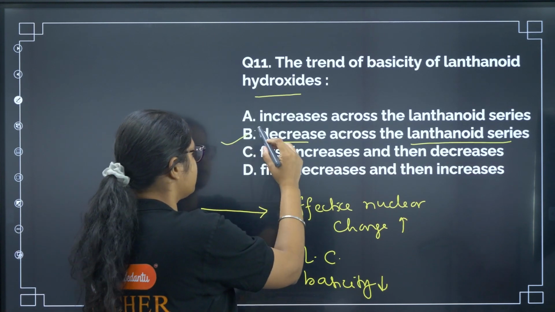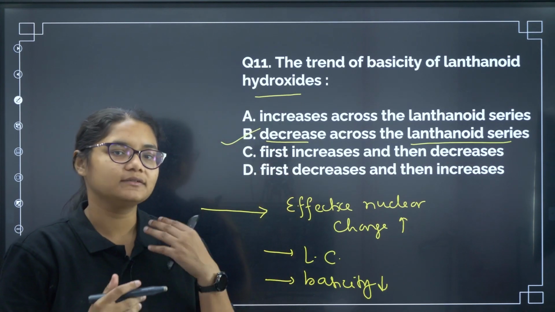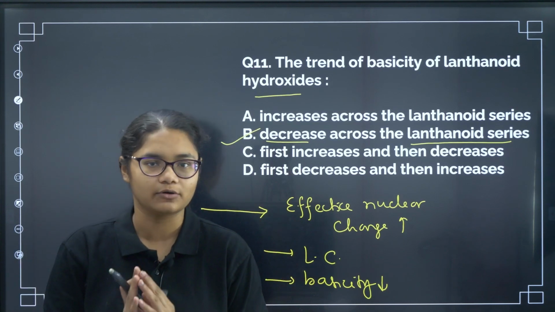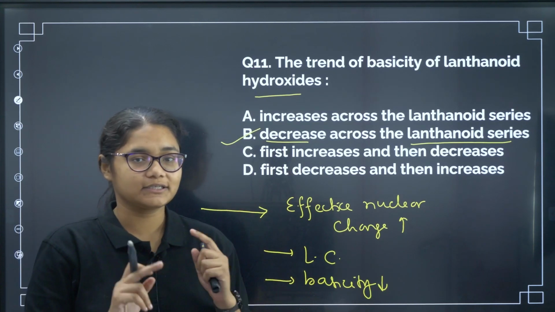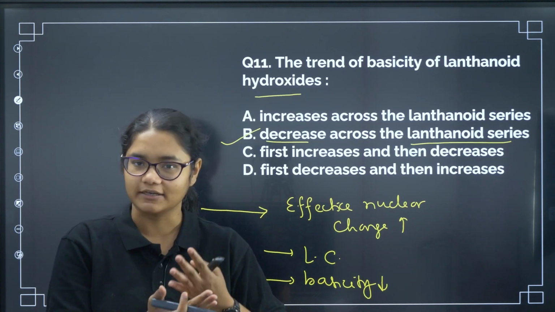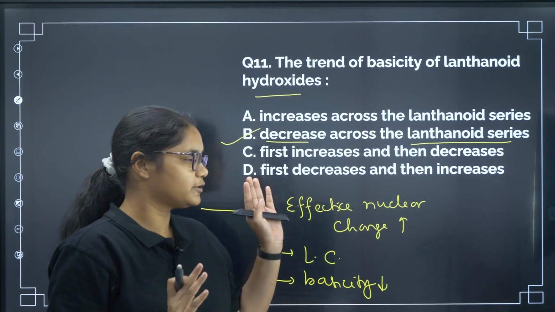The correct answer is option number B. This is due to the increase in effective nuclear charge, which is because of lanthanide contraction. Lanthanide contraction and its consequences are a very important topic. There are 3-4 consequences which are generally asked in the exam. So focus on this topic more.